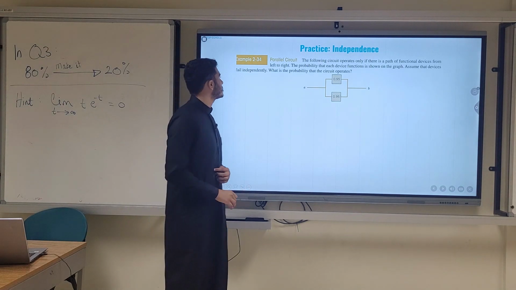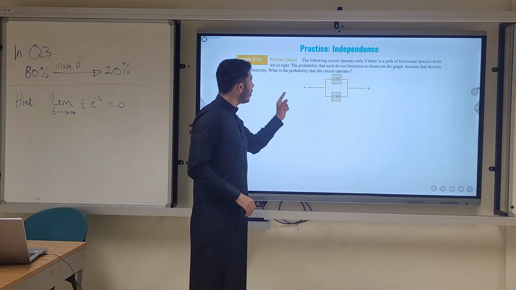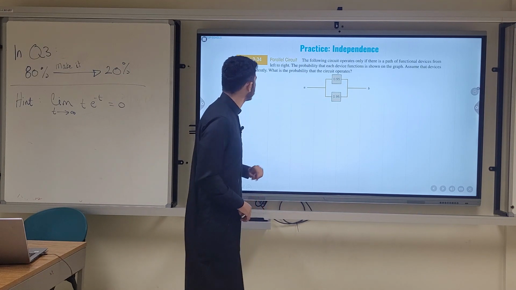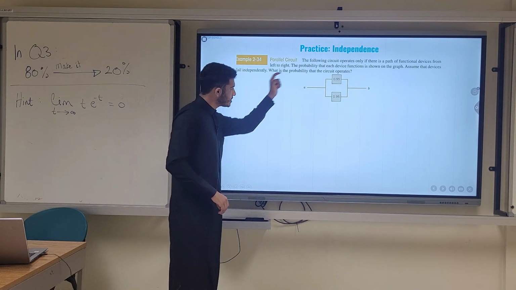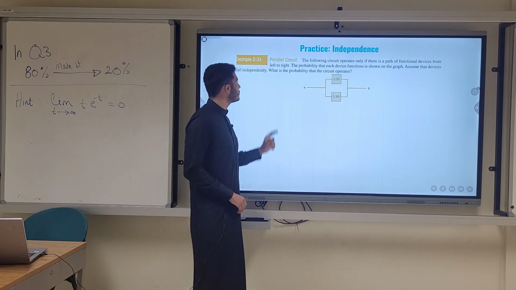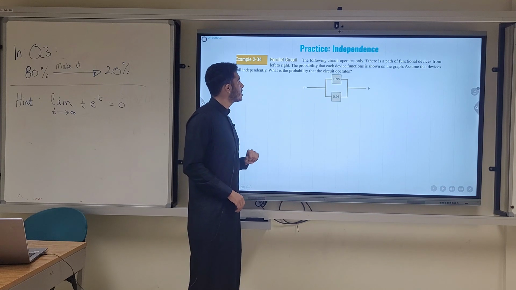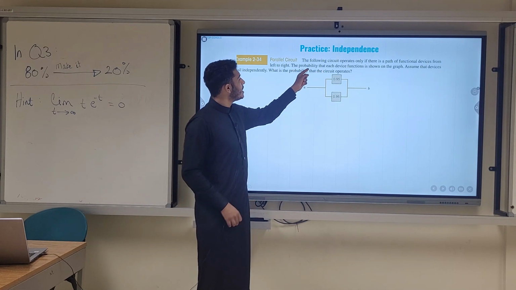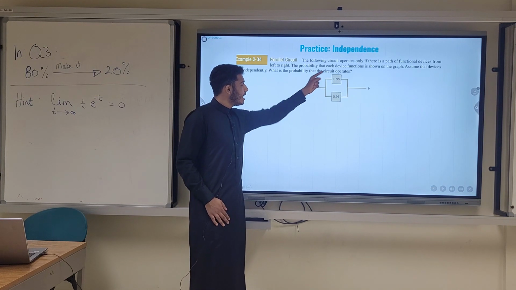The question says, parallel circuits. The following circuit operates only if there is a path of functional devices from left to right. So this is our left side and this is our right side. And the circuit only operates if the current moves from this side to this side, and it has to pass through devices. The probability that each device functions is shown in the graph.